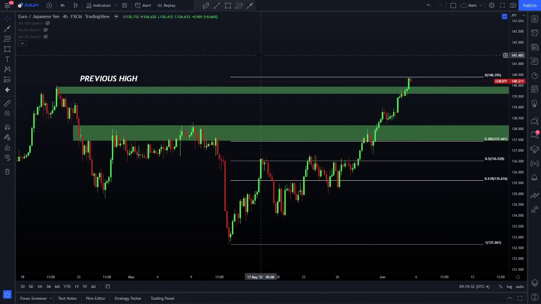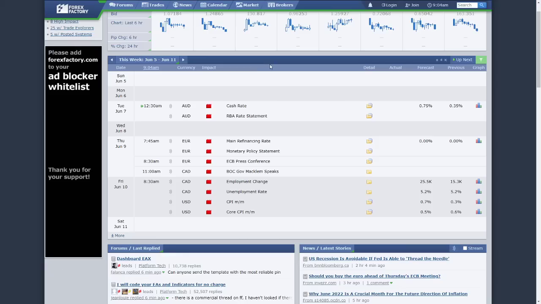Anyways, we like Euro Yen. That's a potential long setup. Let's take a look at the news for a second here for the week. I just forgot to mention this earlier. Let's take a quick gander at what we have for the week ahead.